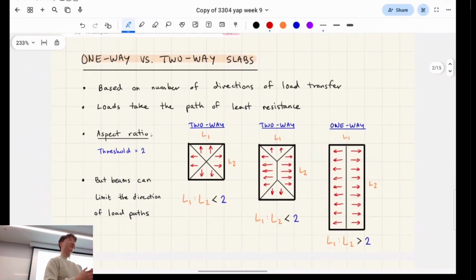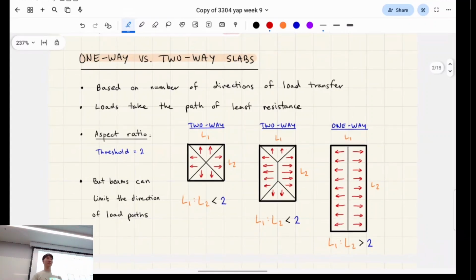So the name one-way slab comes from whether the loads transfer in one dimension or two dimensions, when you're looking at it top down. We're only dealing with one-way slabs in this course, but I'll just show you some examples of one-way slabs and two-way slabs just for the lols.